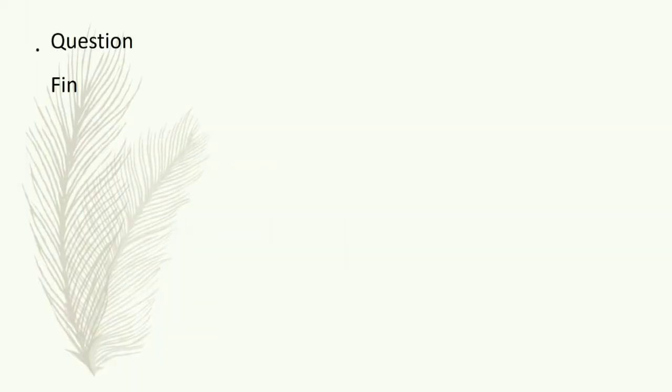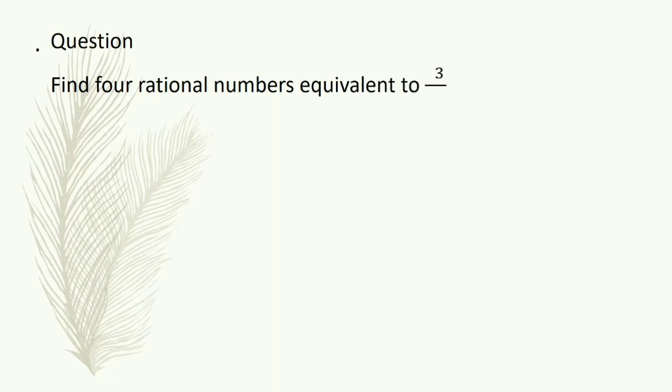Now, let us solve some problems based on rational numbers. The first question, find four rational numbers equivalent to 3 by minus 7. We have learned that to get equivalent rational numbers, we multiply both numerator and denominator of the given rational number by the same non-zero integer. So we can multiply with numbers like 2, 3, etc.